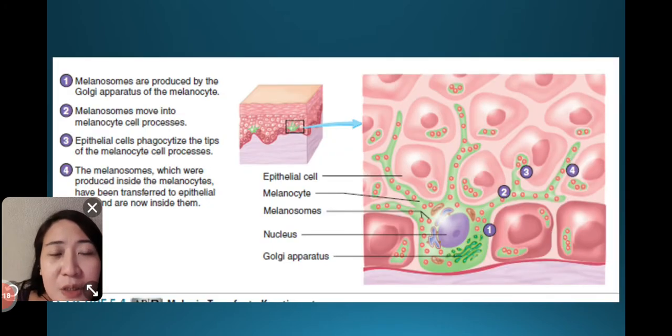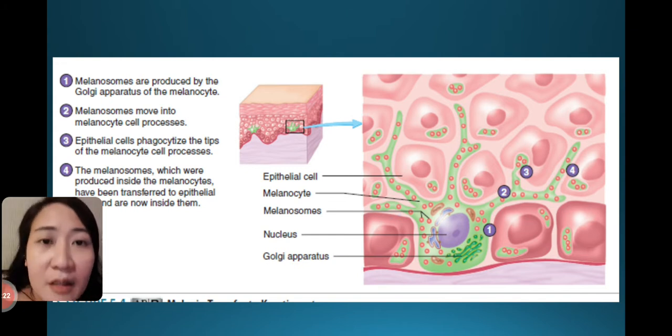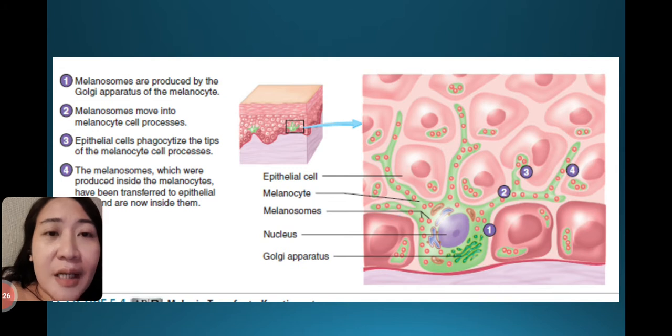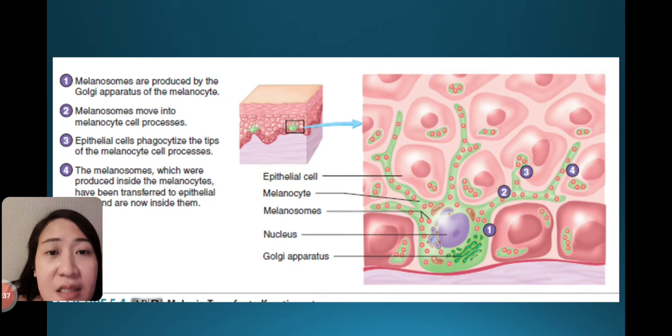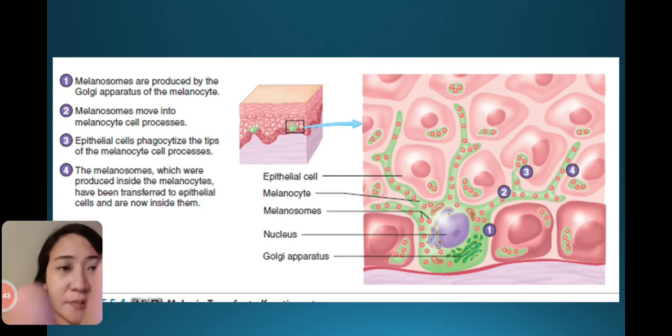So melanosomes are produced by the Golgi apparatus of the melanocyte. Melanosomes move into the melanocyte cell processes. Epithelial cells phagocytize the tips of the melanocyte cell processes. The melanosomes, which are produced in the melanocytes, have been transferred into the epithelial cells and are now inside them. So, yan.